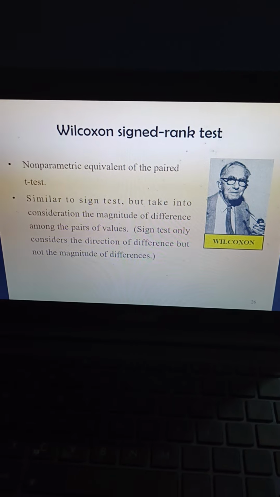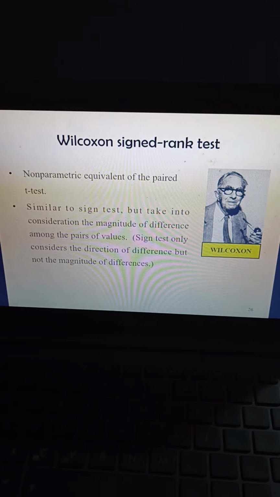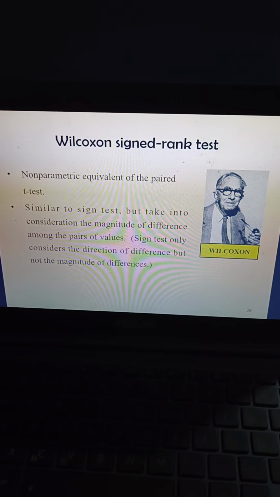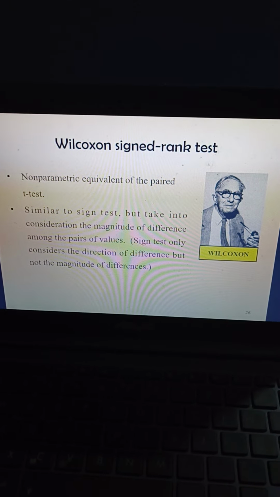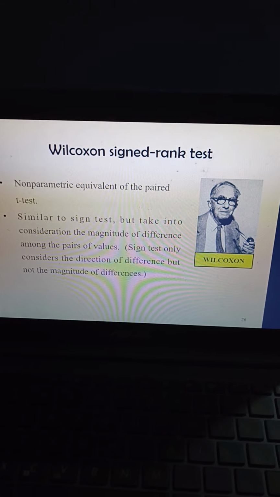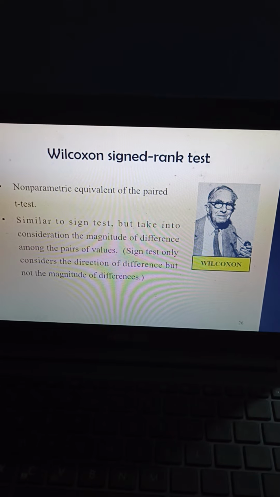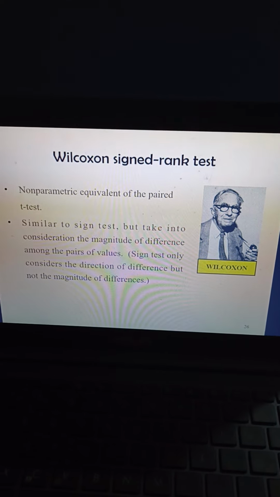Then coming to Wilcoxon sign rank test, the non-parametric equivalent of the paired t-test, similar to sign test but takes into consideration the magnitude of difference among the pairs of values. Sign test only considers the direction of difference but not the magnitude of differences. This person is Wilcoxon.